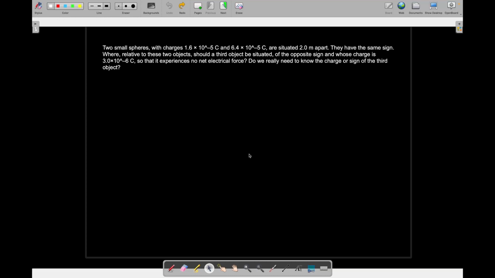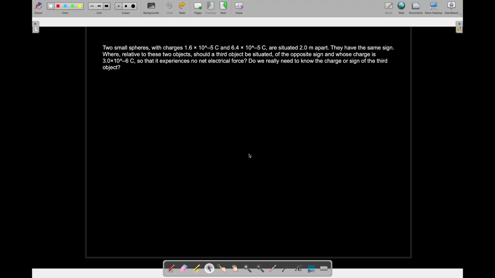Today we are going to be tackling a problem where there are two small spheres, each positively charged, situated 2 meters apart. And we have to decide where to place a third charged object of the opposite sign, whose charge is 3 times 10 to the negative 6 coulombs, such that it experiences a net electrical force of 0.